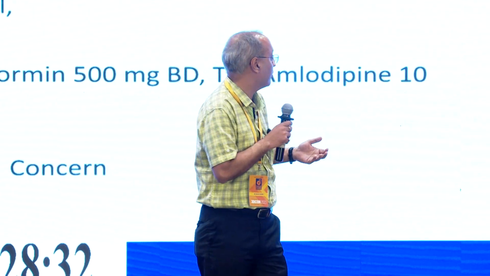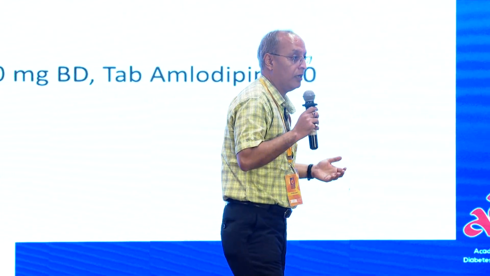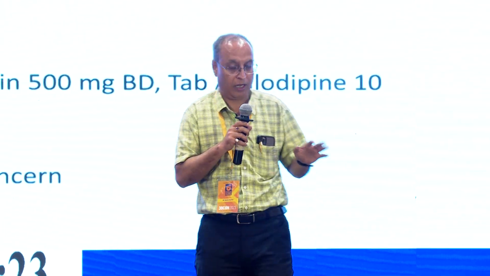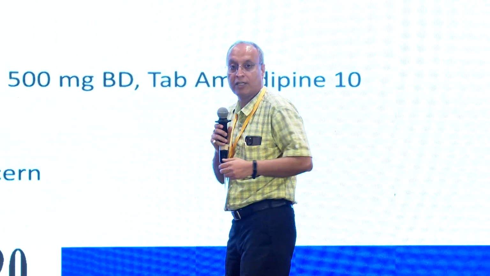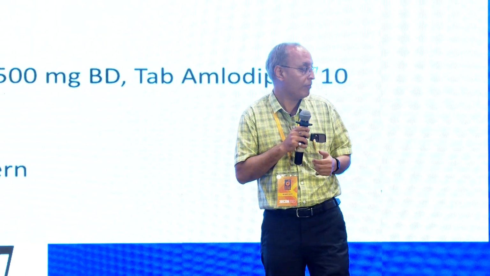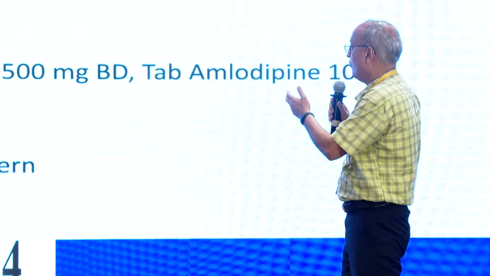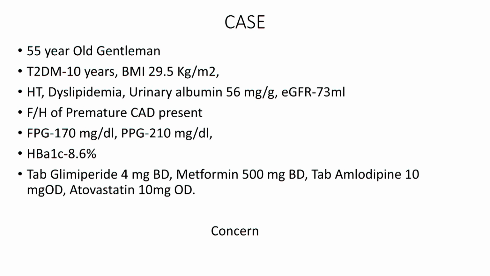Patient has some comorbidities in the form of hypertension and dyslipidemia. Urinary albumin was measured, it is 56 milligram per gram, which means microalbuminuria range. Patient has an eGFR of 73 ml. Family history of premature coronary artery disease is present. Fasting plasma glucose is 170, postprandial glucose is 210, HbA1c is 8.6%. Patient is currently receiving glimepiride 4 milligram twice a day, metformin 500 milligram twice a day, tablet amlodipine 10 milligram OD, and atorvastatin 10 milligram OD.